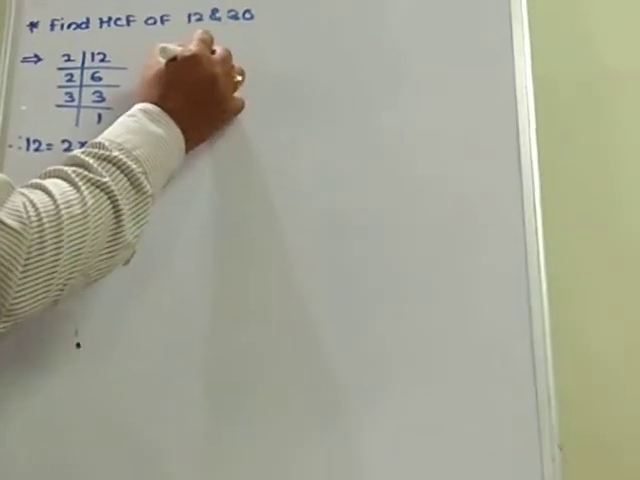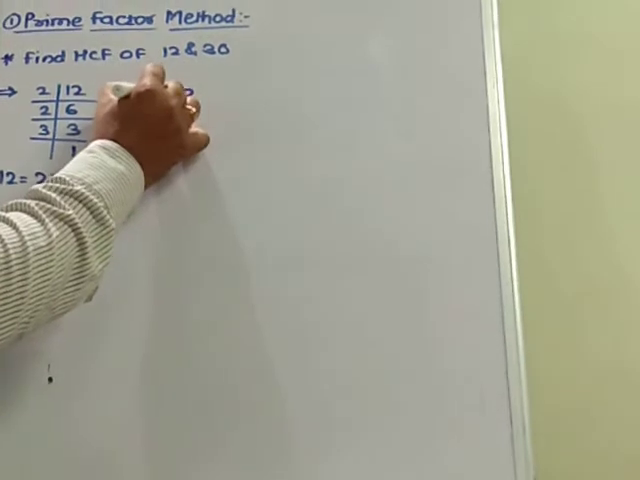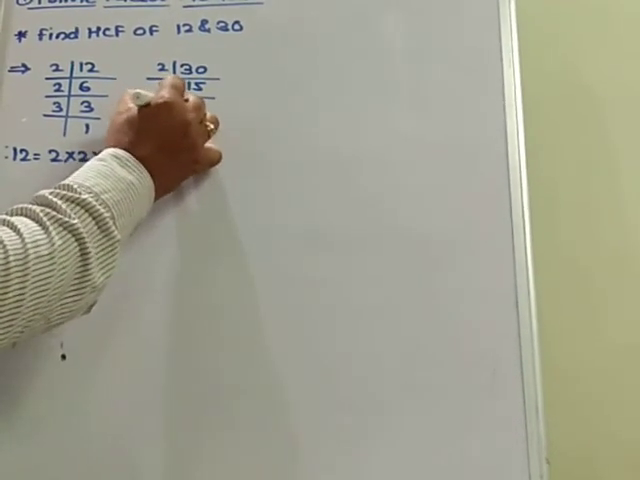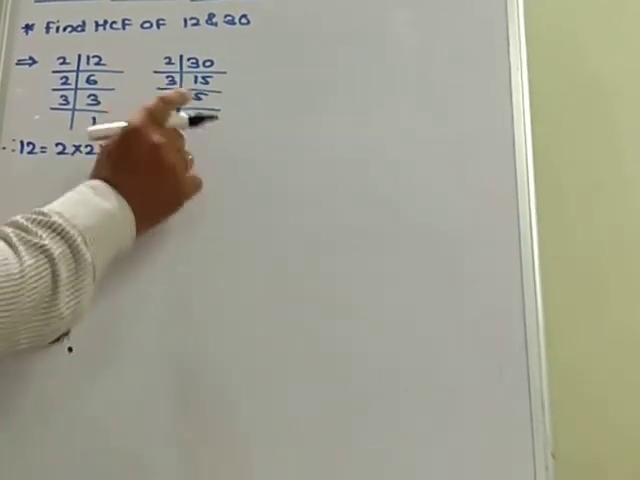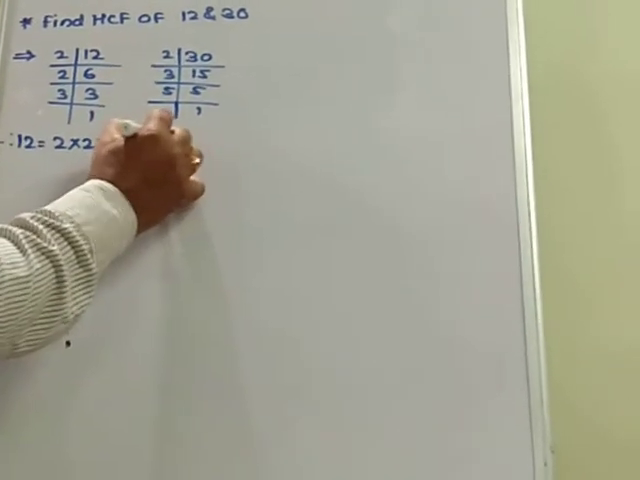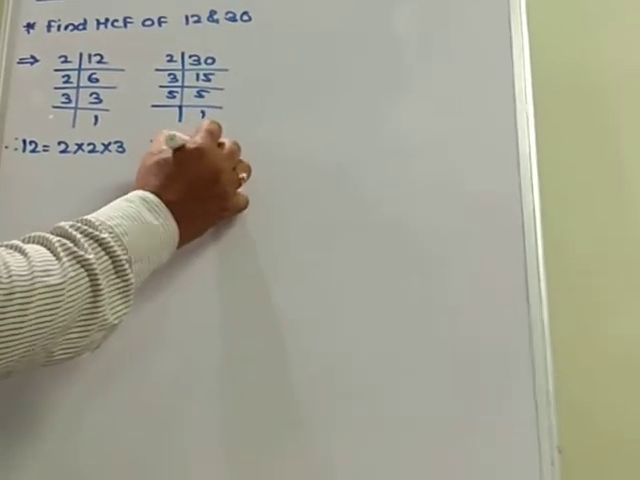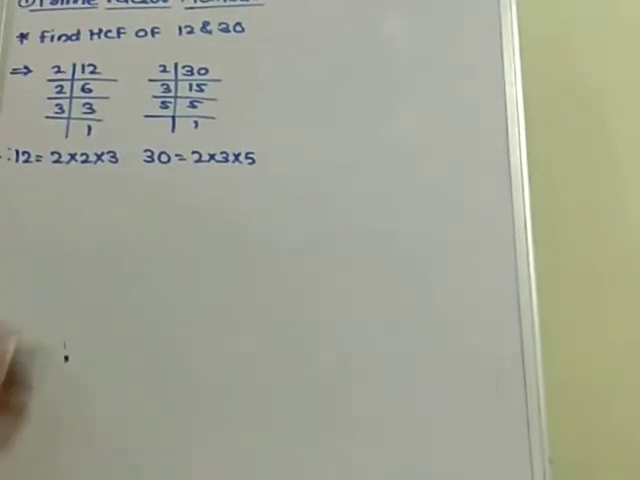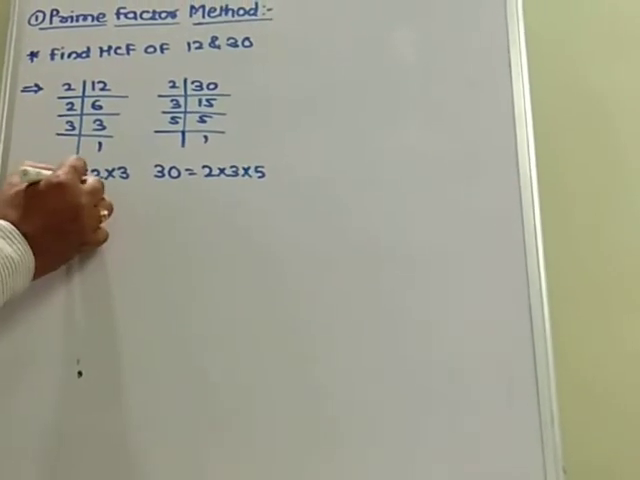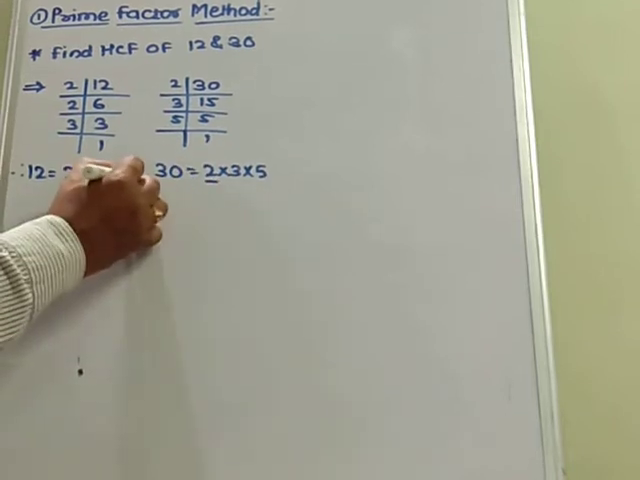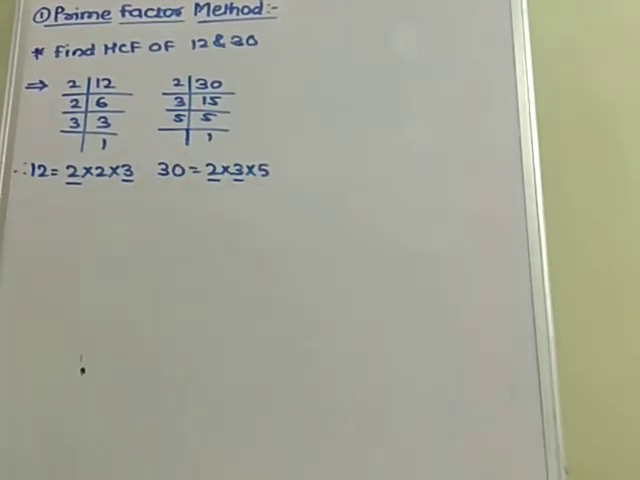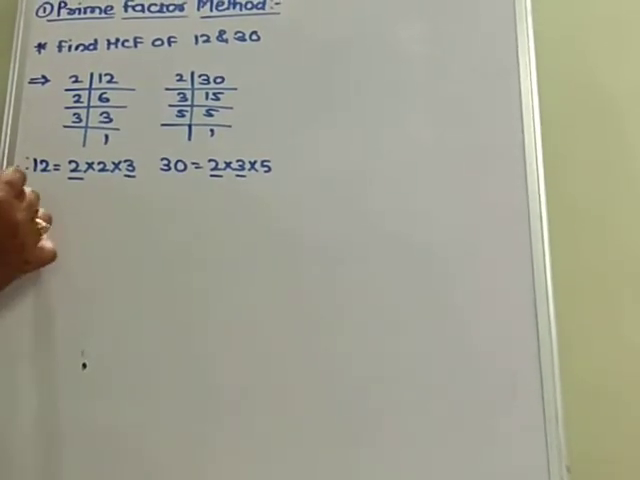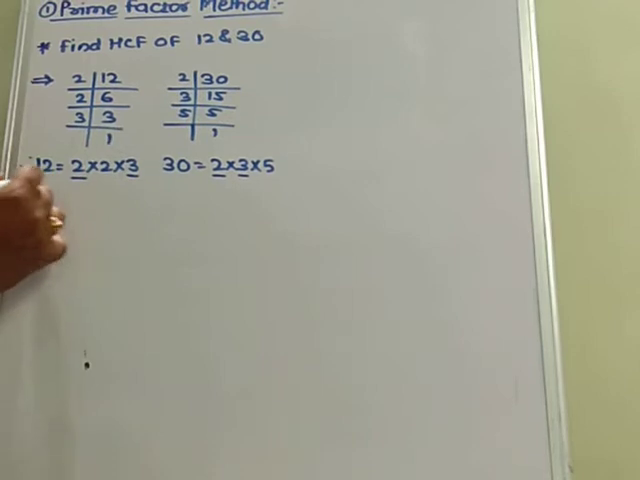Also prime factors of 30: 2 15s are 30, 3 5s are 15, 5 1s are 5. That means 30's prime factors are 2, 3 and 5. Okay. Then we write down which are common. 2 is common, 3 is common. Here 2 and 3 are common. Therefore, the common factors are 2 and 3.